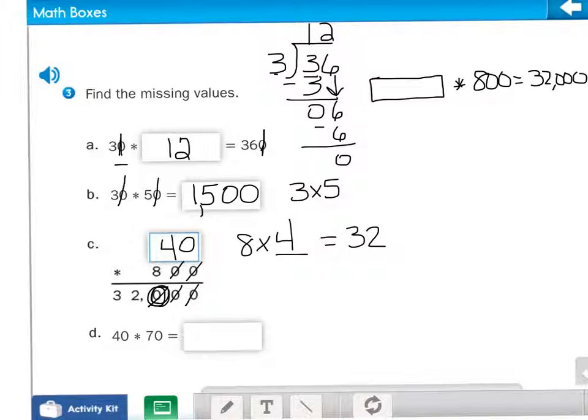Now for D, again, we're going to look at how it's asking us to solve that problem. And for this one, we're finding the answer to a multiplication problem. Again, you should use that vocabulary. That's the product. Okay, so I'm looking at 40 times 70, crossing off my zeros, 2 zeros, which means I'm going to have 2 zeros in my answer. And then I'm looking at just a 4 times a 7, and 4 times 7 is 28. Put in your comma, 2,800.